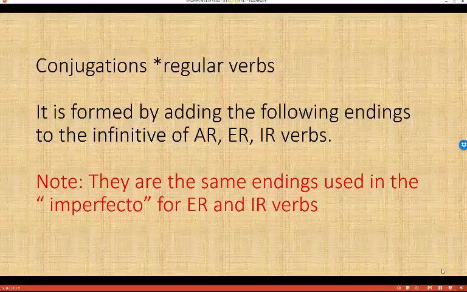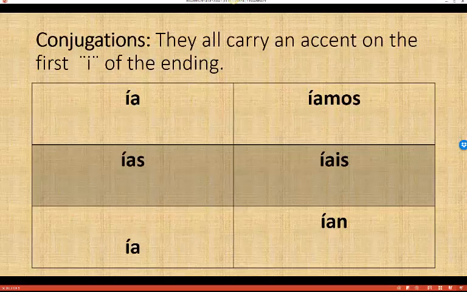Okay, so the conjugations for regular verbs. As far as the conjugations go, what you do is this is a nice one, select the future. You add the endings to the end of the infinitive, whether it's AR, ER, or IR. And just for your own personal reference, the endings that we're using are actually the endings of the conjugations of verbos ER and verbos IR in the imperfecto. So here they are: ía, ías, ía, íamos, íais, ían. So those are the endings for all three infinitives: AR, ER, IR. And then again, you're going to add the ending at the end of the infinitive.